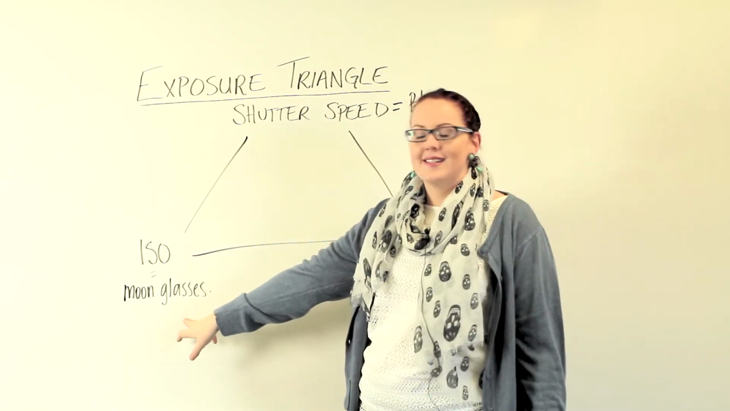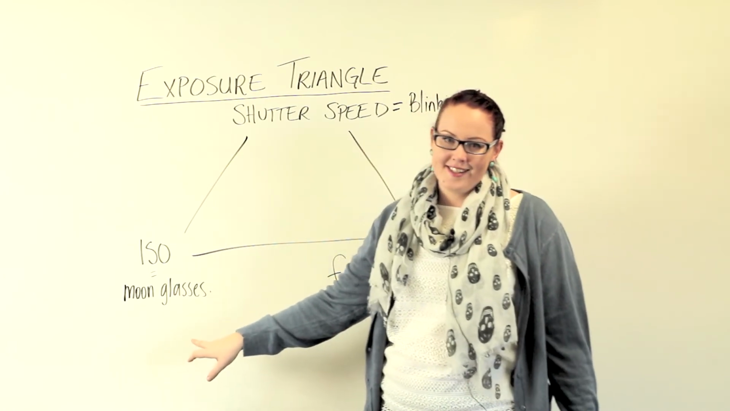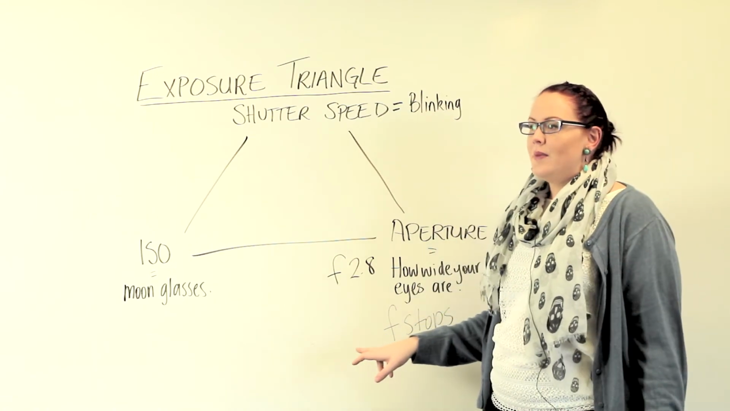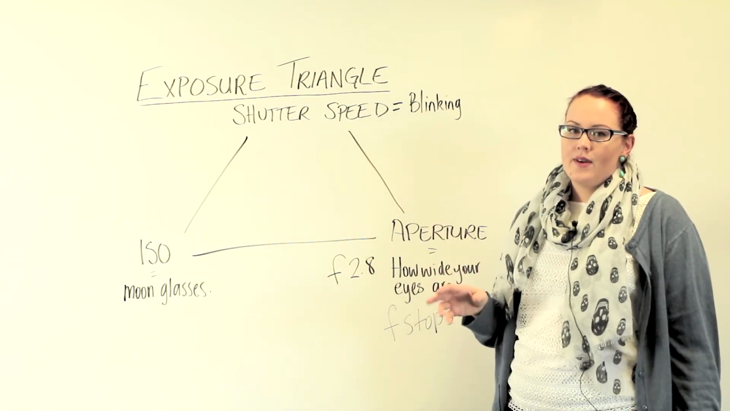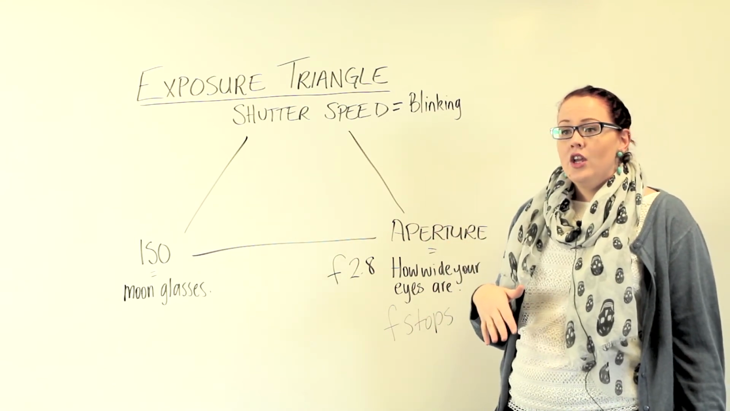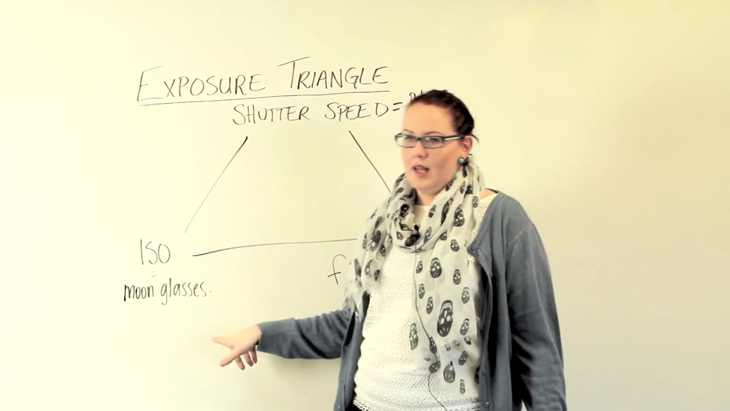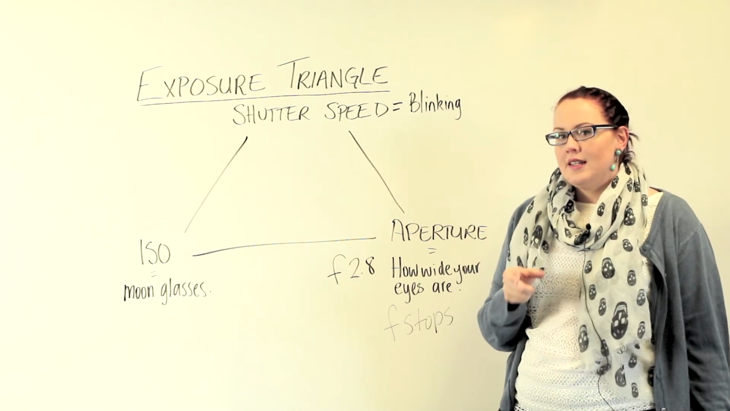The last one is ISO. ISO is like moon glasses. ISO is your camera's sensitivity to light. On a bright sunny day, you can see very well everything that's around. But when the sun starts to set and it starts to get darker, you need a bit of help to be able to see. Imagine you've got these things called moon glasses, and the heavier and thicker the moon glasses are, the better you can see in the dark.